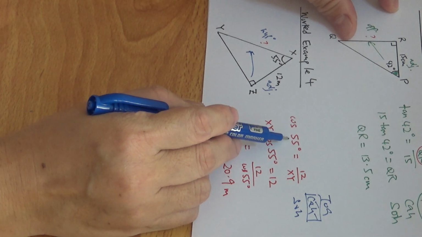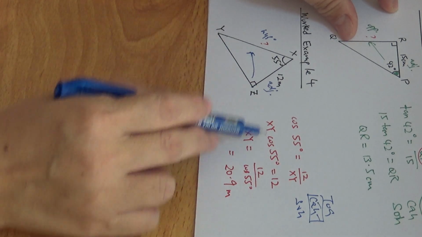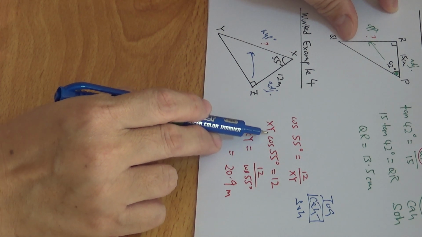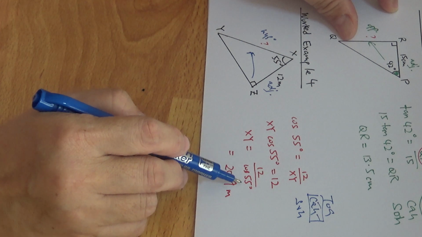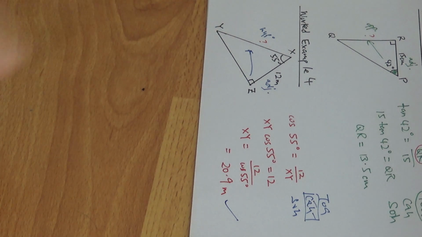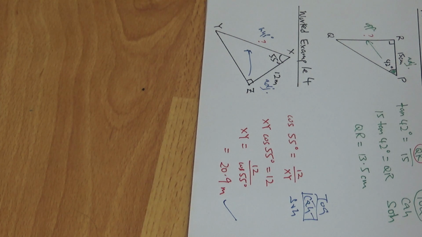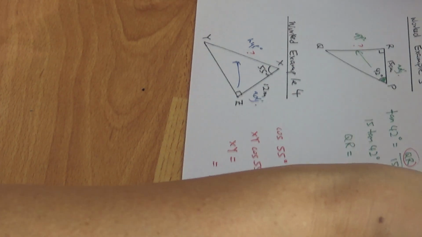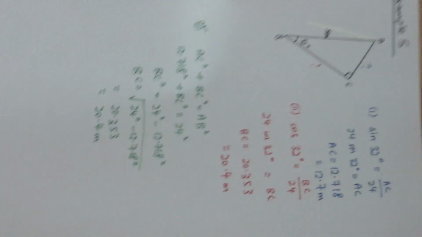So cosine 55 is 12 over XY. So you divide over times, then times you bring over become divide cosine 55. You will get the answer as 20.9 meters. That will be your worked example 4. Okay. Now I'm going on to worked example 5.